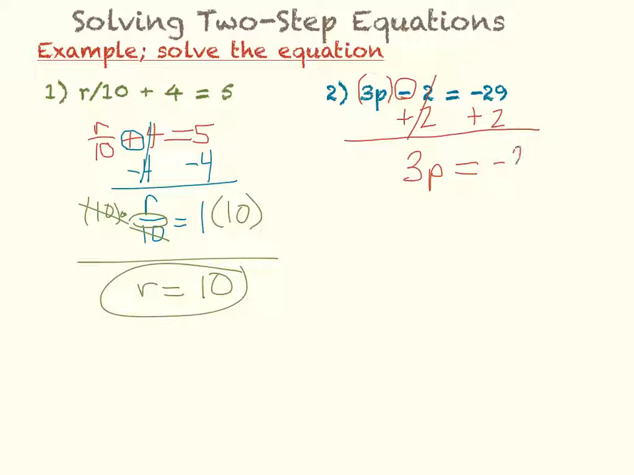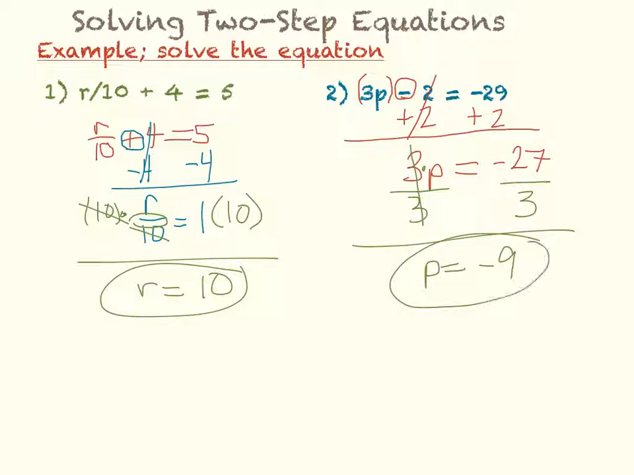a negative 27. Now the next step, I have 3 times p, so to get rid of a times p, the opposite of multiply is to divide by that number, divide by 3. Divide by 3. So p equals negative 27 divided by 3, which is a negative 9, and that is your final answer.